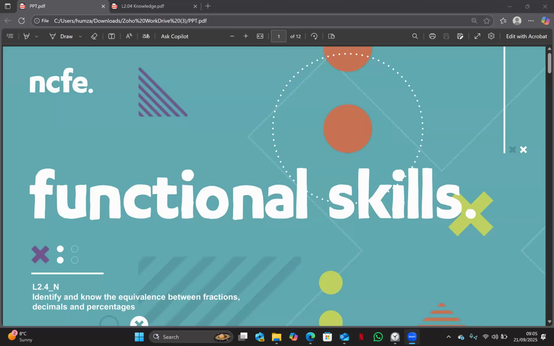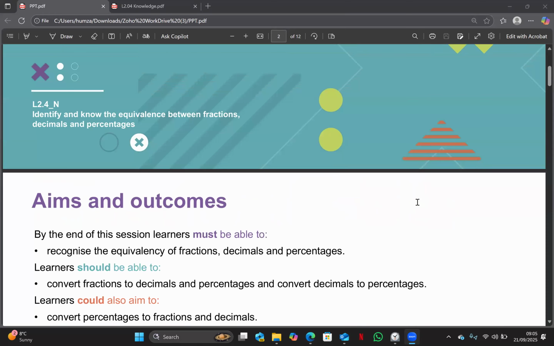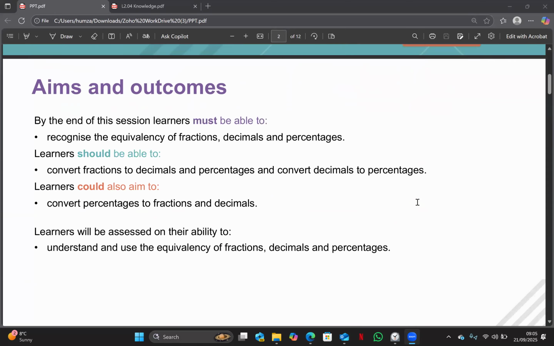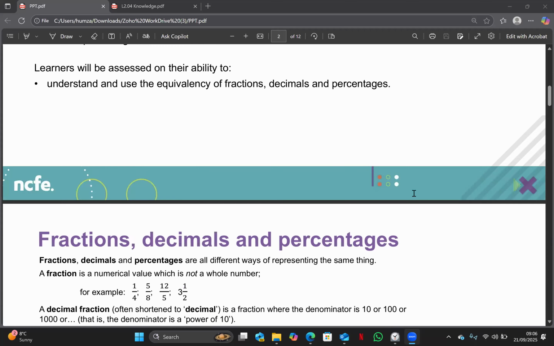Cool. So today we're learning about equivalence between fractions, decimals, and percentages. By the end of the session, you should be able to recognize the equivalency of fractions, decimals, and percentages. Learners should also be able to convert fractions to decimals and percentages and convert decimals to percentages. Learners could also aim to convert percentages to fractions and decimals. Learners will be assessed on their ability to understand and use equivalency of fractions, decimals, and percentages.